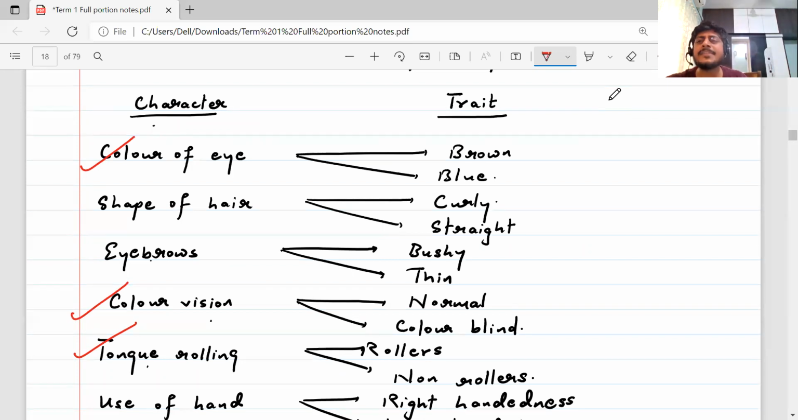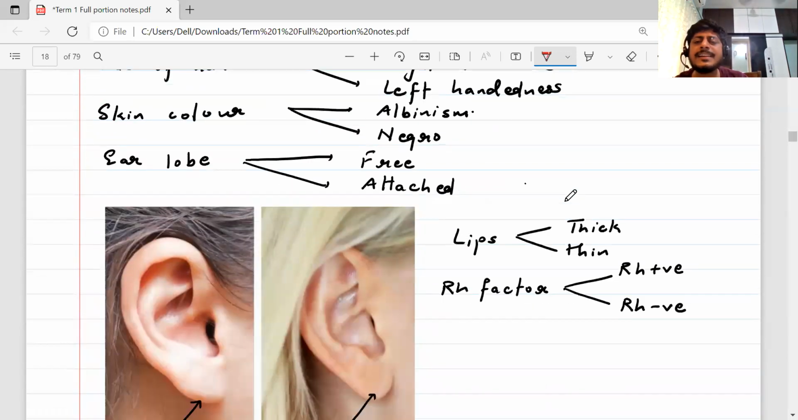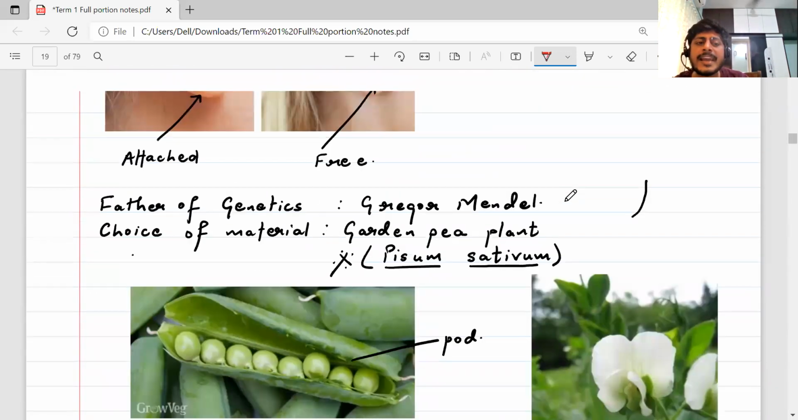And they could exist in different forms. So the different forms in which these characters exist were called traits. Character is the inheritable feature of an organism and traits are the alternative forms of the character. In relation to the pea plant, if height is a character, then the plant can be tall or dwarf. So tall and dwarf are traits.